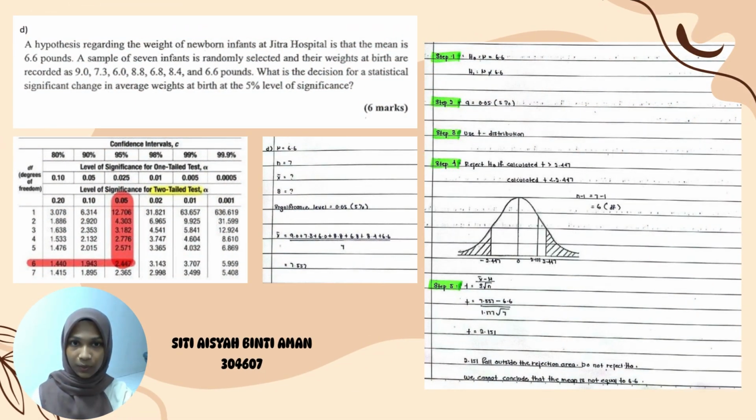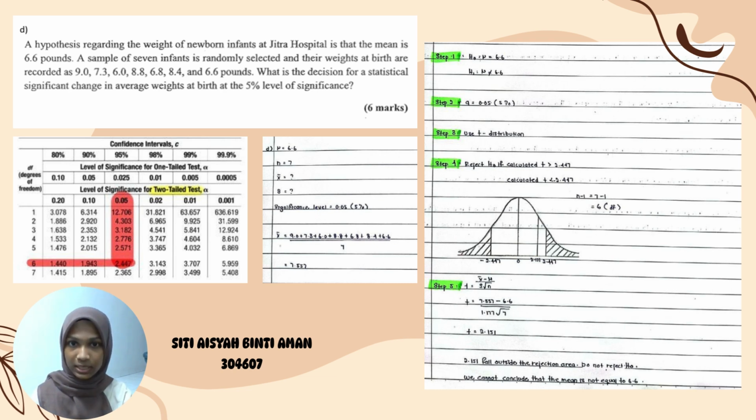D. Based on the question, the information we are given includes the population mean is 6.6, sample size is 7, and significance level is 5%. For the sample mean and sample standard deviation, we need to calculate using a calculator, and we will get the sample mean is 7.557 and standard deviation is 1.177.